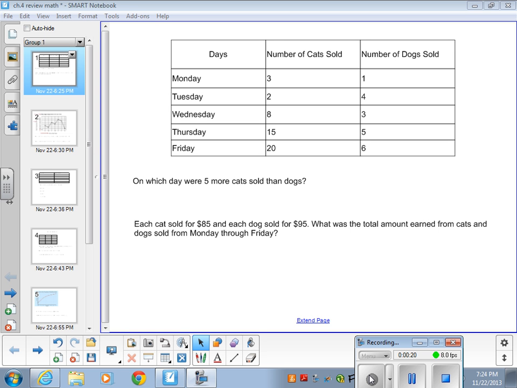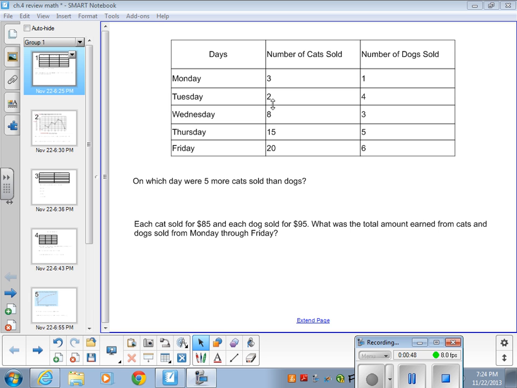One question you may have is when they give you a table and they ask you a few questions. So what do you notice about this table? What are the labels of the columns? Days, numbers of cats sold, numbers of dogs sold. And you know about the rows, we have Monday, 3 cats were sold, and Monday, 1 dog was sold.